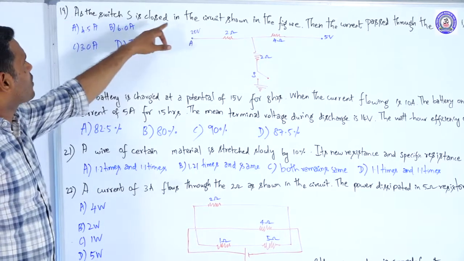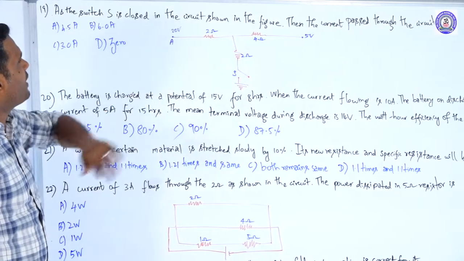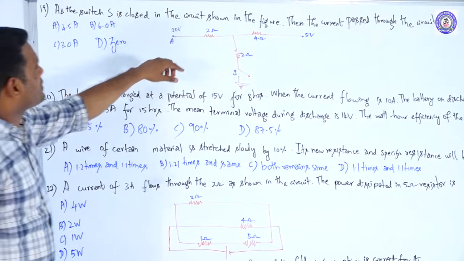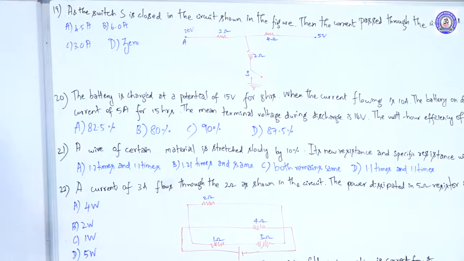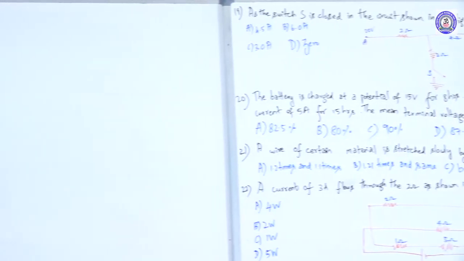As the switch S is closed in the circuit shown in the figure, the current passed through the circuit is... What will be the current through this path? That's the question asked. If switch S is closed, what will be the current through the path? So, question number 19.